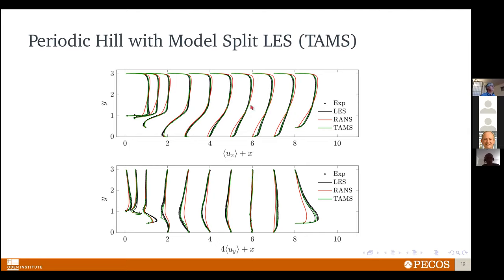We can see here the mean streamwise and wall normal velocities. The green, labeled TAMS here, is this model split formulation, and the red is the standard RANS, and we've got experiment and this reference LES in here too. We see that this very coarse LES has essentially done the job. There are a few little anomalies in the vertical velocity, and that's actually a consequence of a detail issue that needs to be refined. You can imagine there are some details I'm not covering here about how you might actually do this in practice. The concept seems to work quite well.